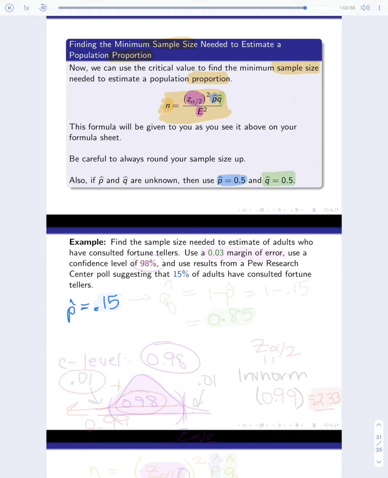And then remember that q hat is going to be the complement of that, which means it's going to be 1 minus whatever we got for p hat, which means we're going to do 1 minus the 0.15, which will give us 0.85. Now let's look at the formula we were going to use.